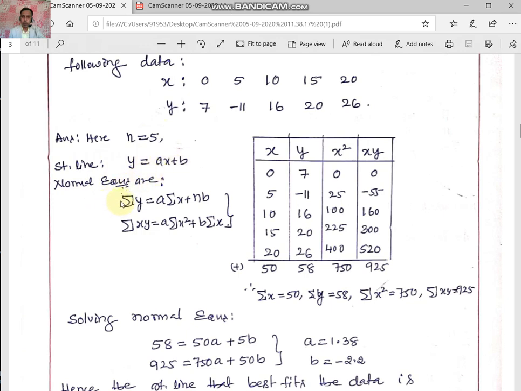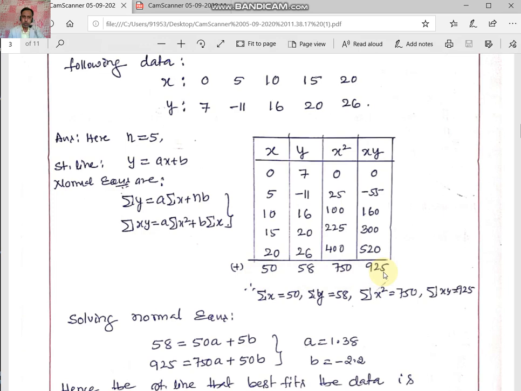The normal equations are sigma y equals a into sigma x plus n times b. One more equation is obtained by multiplying this equation by x: sigma xy equals a into sigma x square plus b times sigma x. And then prepare this table. The first two columns are the given data only. Then find x square, squaring all values of x, and the product of x and y.